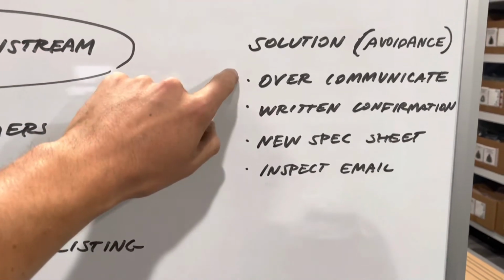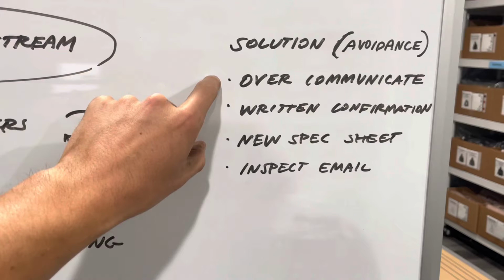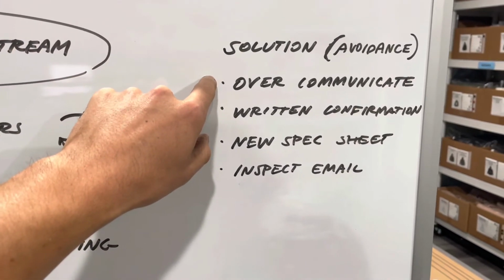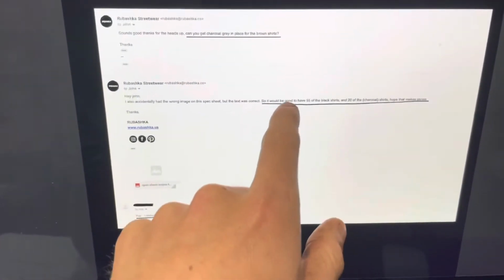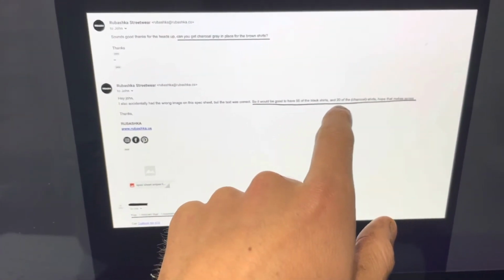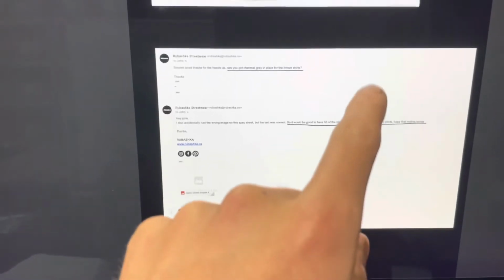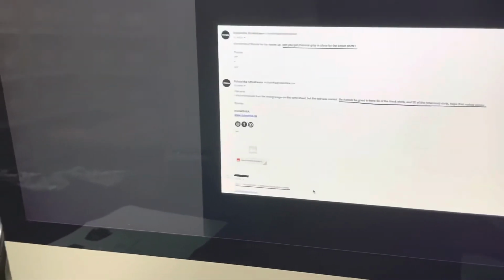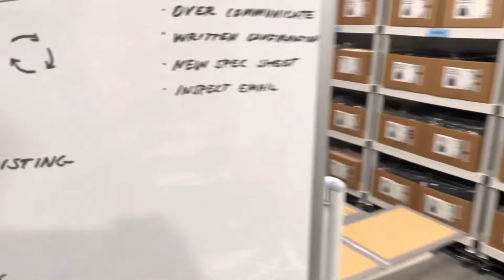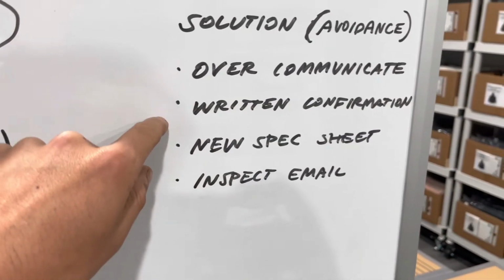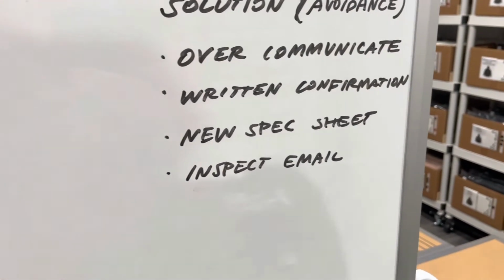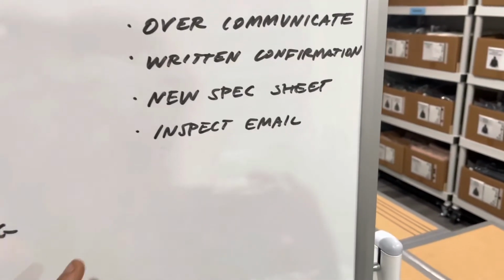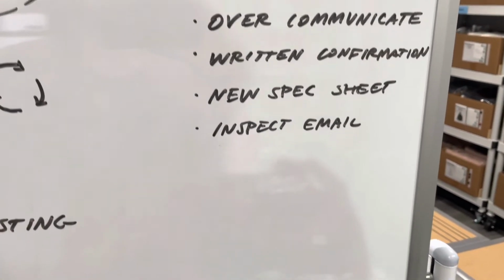The first one is over communicate on your emails. I have stressed this before in a video, and I actually did it right here. I wrote, so it would be good to have 55 of the black shirts and 20 of the charcoal shirts. So I reiterated the colors. I didn't just say, oh, just order this and this and this. And then you want a written confirmation from the person you're emailing, your supplier or whatever. Make sure that they are clearly stating what they're going to order, colors and whatnot.